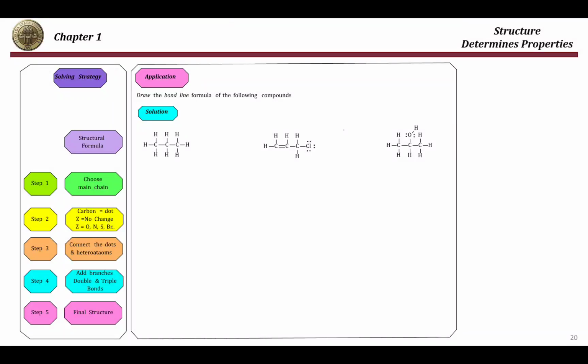In this video, I will explain a solving strategy that can be used for converting Lewis structures or structural formulas into bond line structures. According to this solving strategy, step 1 should be choosing the main chain. And by the main chain, I mean just choosing a chain of carbon atoms or a chain of atoms that are bonded together, and usually this is the straight chain.